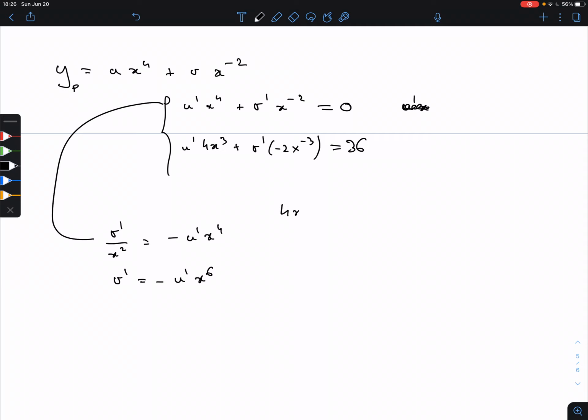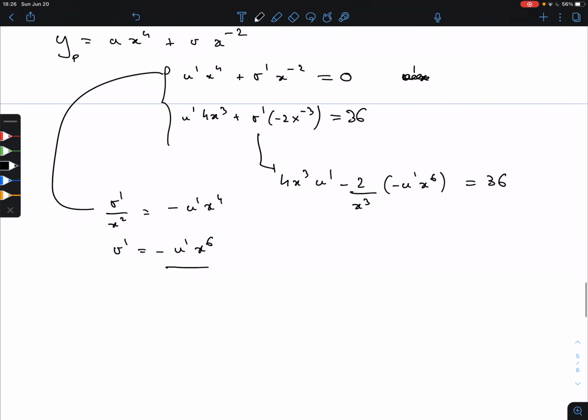So we get 4x cubed u prime minus 2 over x cubed, let's write it in the denominator, and then v prime is this guy, minus u prime x to the sixth, and that is equal to 36. So the x cubed with the x to the sixth cancel to an x cubed, and then we have a 4x cubed plus 2x cubed, so we get 6x cubed u prime equals 36. I hope I did everything right here.